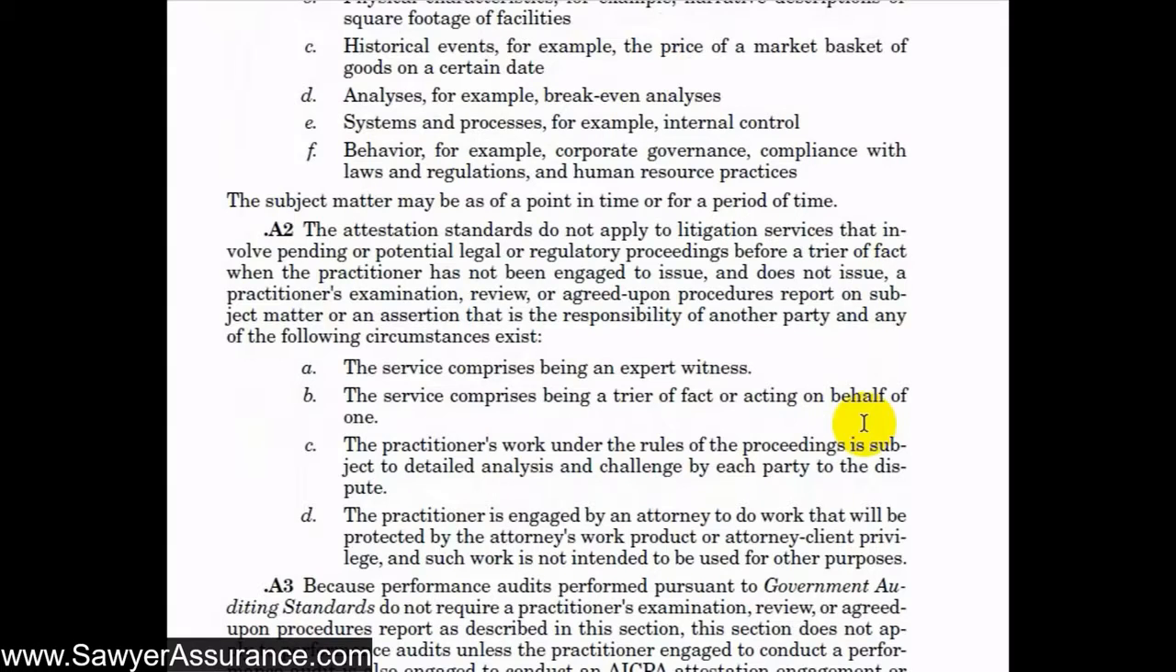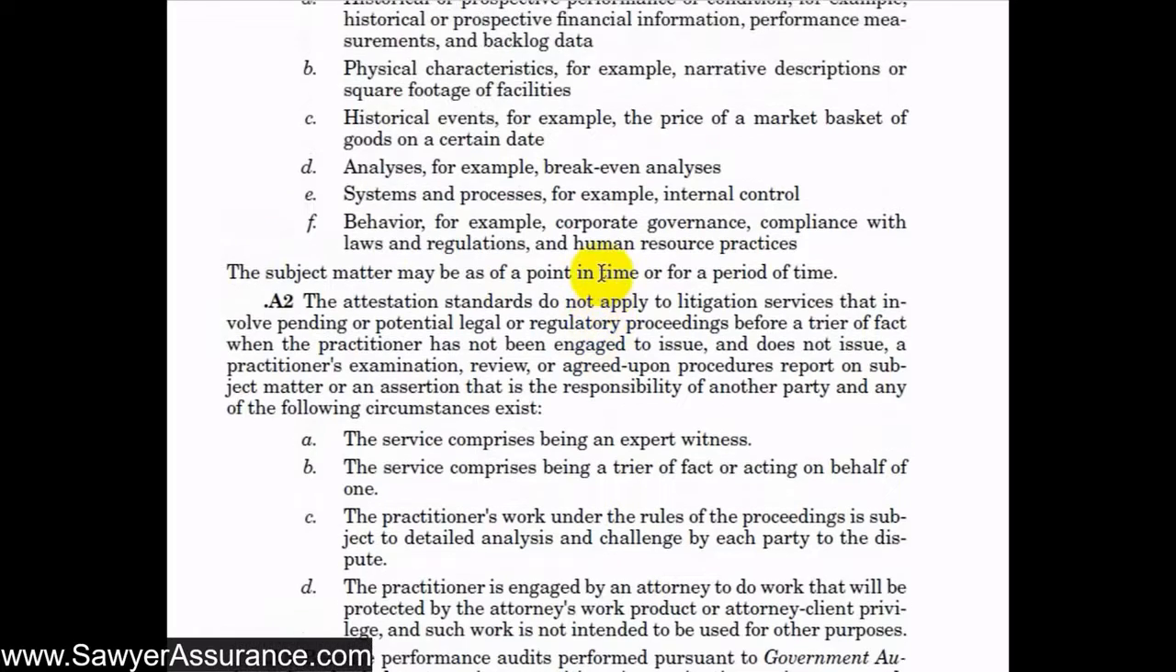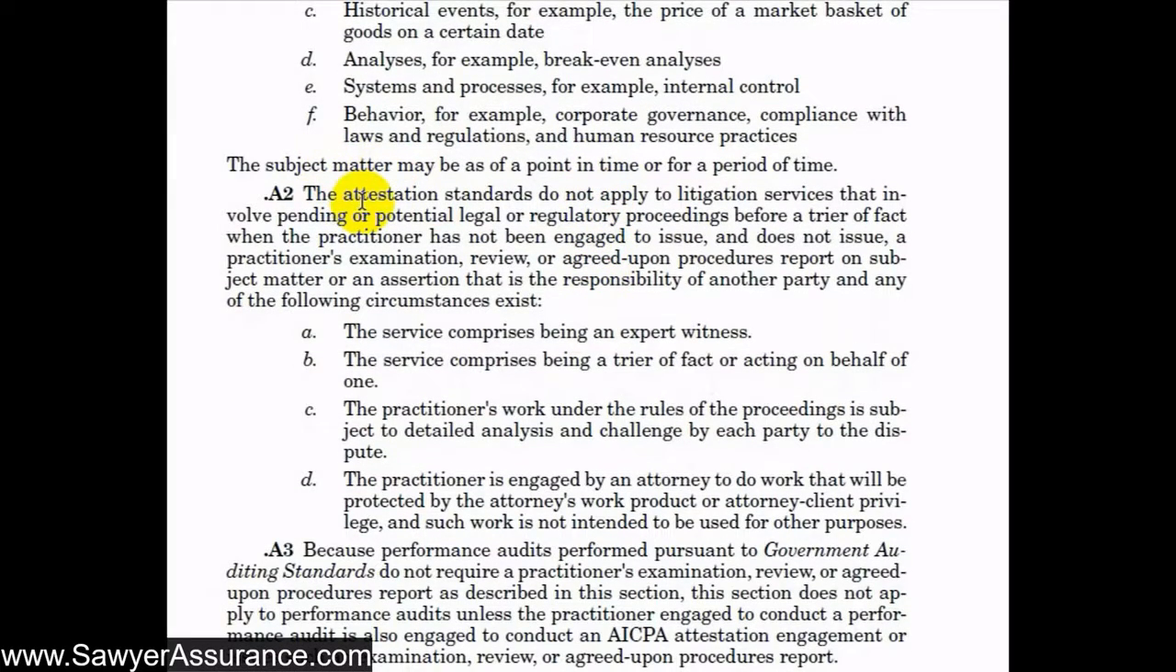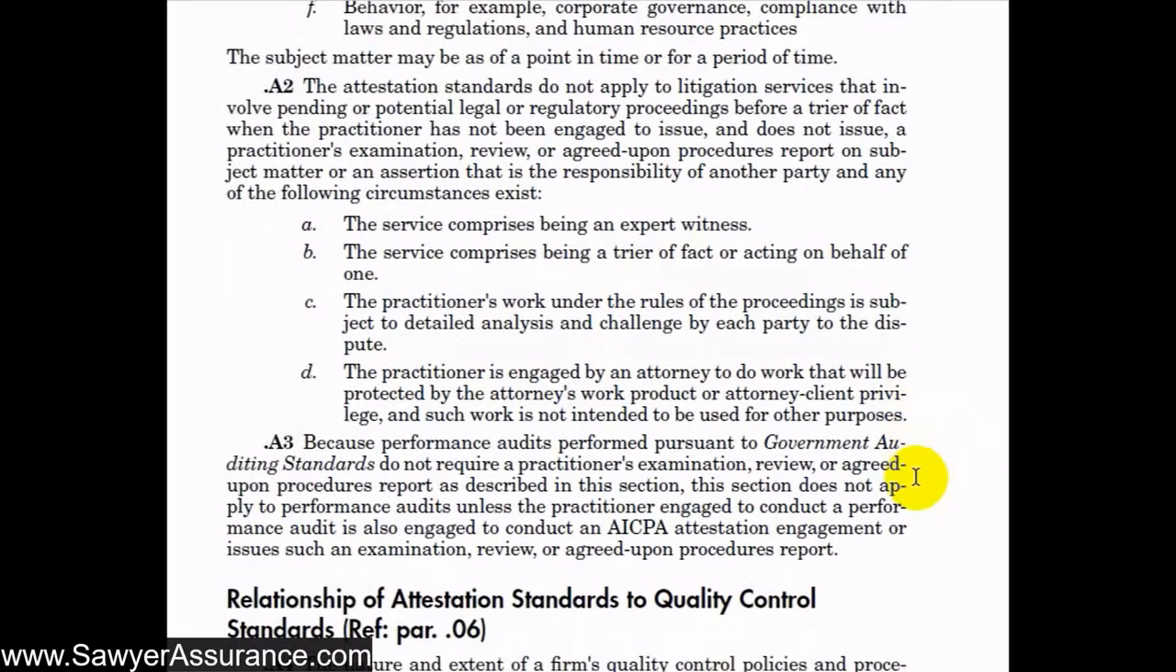And there are also several types of attestation engagements that do not fall within the ATC sections. These include litigation services that involve pending or potential legal or regulatory proceedings. And that involves if we were to be hired as an expert witness, or the services comprise being a trier of fact, or if our work was going to be rigorously challenged by each party, or if we were hired by an attorney to do work that will be protected by his attorney-client privilege. And also, performance audits performed pursuant to government auditing standards don't fall into this as well.